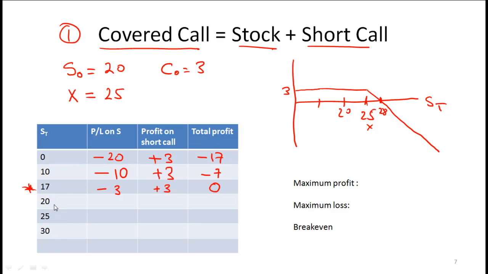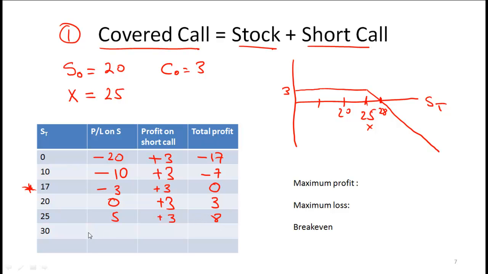So at a stock price of 20, we have 0 profit on the stock. What about our short call? Short call, we still make $3 because the option is still out of the money. So the long will not exercise, and the short simply has his premium of 3. So the total profit now is 3. What about a stock price of 25? So now you are very happy because you are actually making money on the stock, and you are making money on the call option. So your total profit is 8.